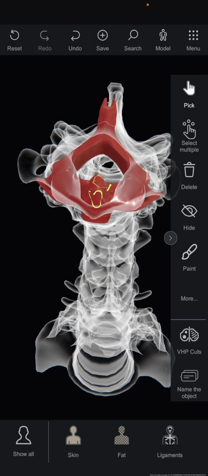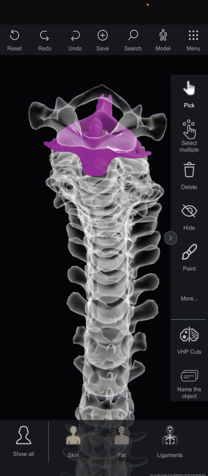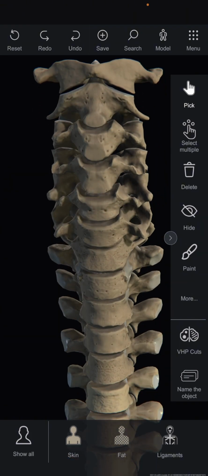Mostly the formations are the same in each vertebra, but there are some extra formations which differentiate it from the other vertebrae. These are the formations of the C2 vertebra, the axis vertebra. Now we're going to continue with the C3 vertebra.